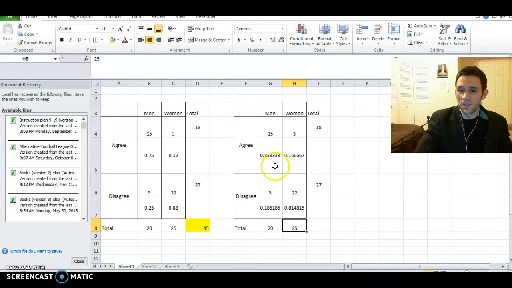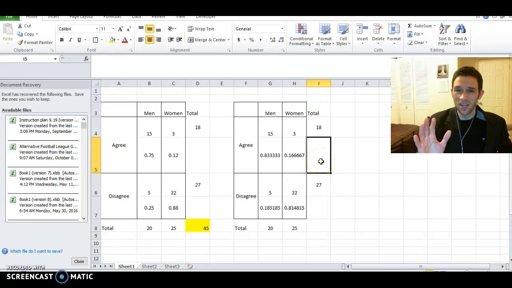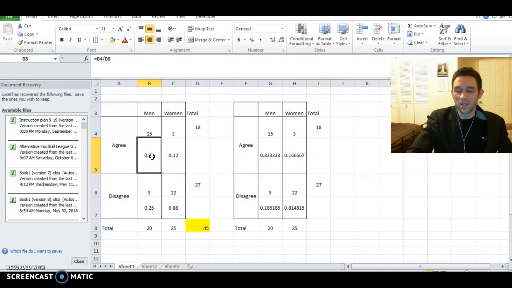So now what happens if I compare 83 to 17? In this case, it still looks kind of similar, and you get a similar result. But in some tables, it's really going to mess you up quite a bit. And the reason is because this is 75% of men agree with the policy compared to just 12% of women who agree with the policy.